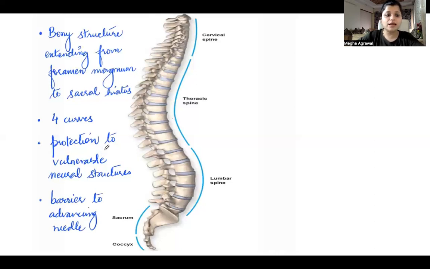We'll learn about this. And this vertebral canal gives protection to vulnerable neural structures. The spinal cord and the nerve roots are safely inside this bony canal. But this bony canal offers a barrier to advancing spinal and epidural needles. So we have to practice it daily.